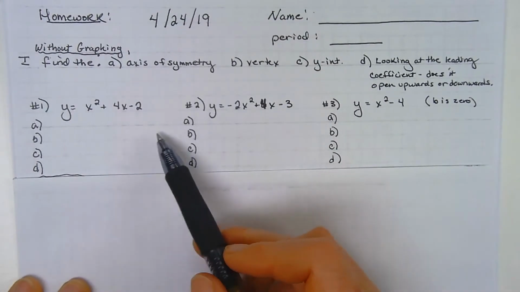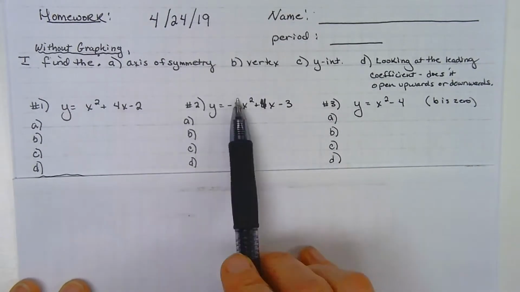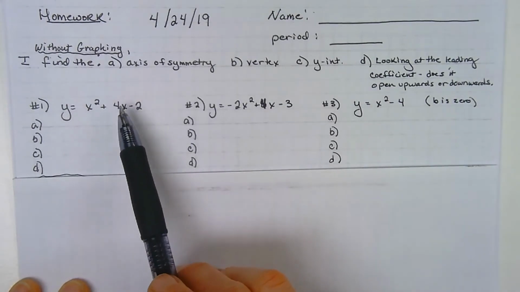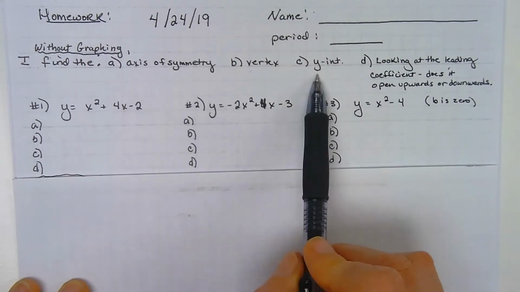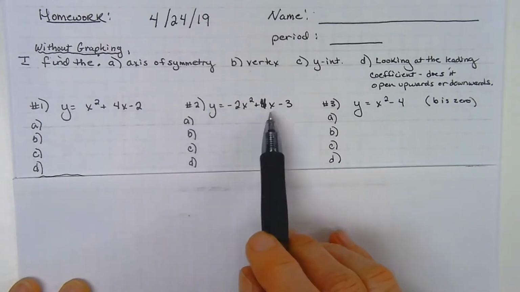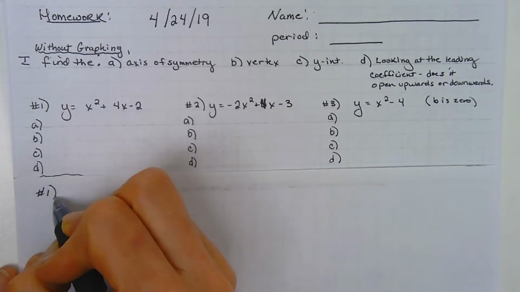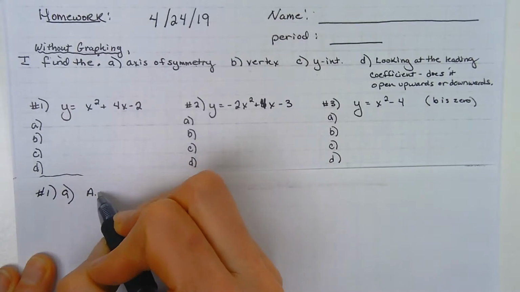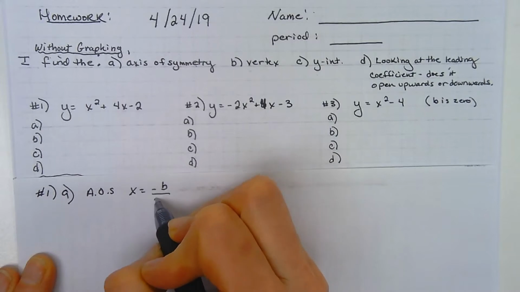All three of these numbers are equations of parabolas, and we're being asked to find some information about the graph without actually graphing. We're asked to find the axis of symmetry, the vertex, the y-intercept, and whether the parabola opens up or down just by looking at the actual equation. Number 1, A, find the axis of symmetry. The axis of symmetry is found by x equals negative b over 2a.